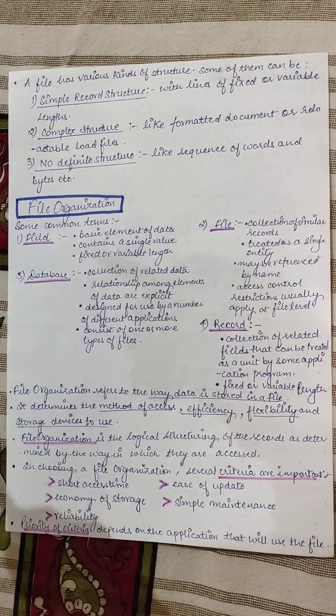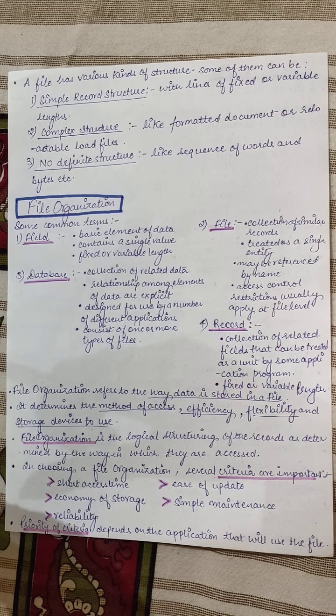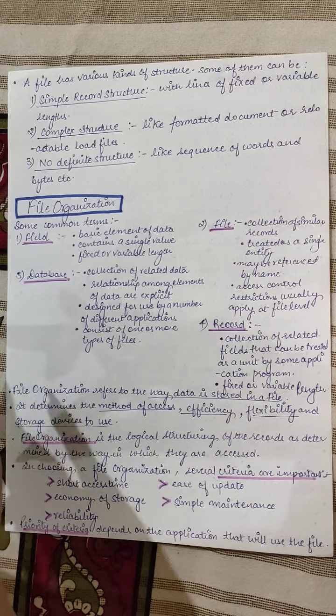वो भी restrictions इस पे apply होते हैं जो कि डिफाइन किए जाते हैं यूजुअली फाइल लेवल पर ही. When the file is being created, then you can define the different types of access controls applied on the file. Then we have common terms like field, record, and database.